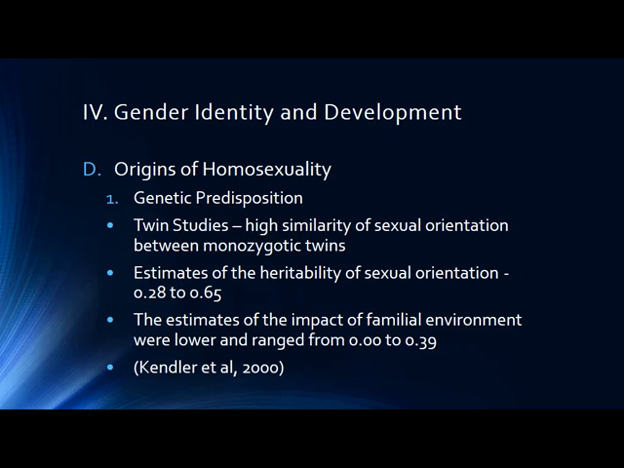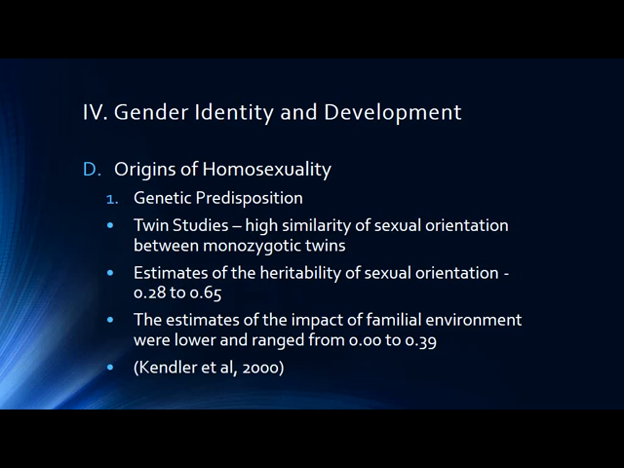If it was 100%, you would expect every identical twin to be the case. The heritability component of sexual orientation is about 28 to 65%. So somewhere in there. Pretty wide range, so this research is not very precise. In terms of familial environment, much lower, tending to range from not at all to 39%. These studies are, of course, done with identical twins, fraternal twins, adopted siblings, identical and fraternal twins raised apart, that sort of thing. There appears to be a potentially genetic component here.